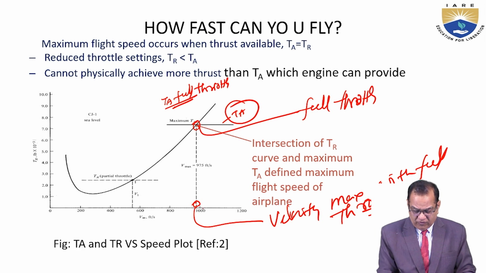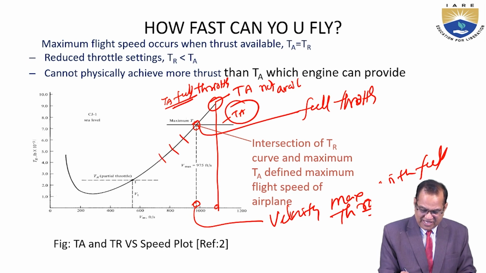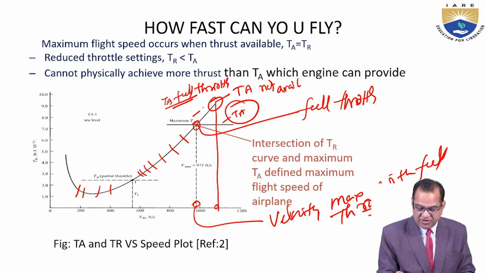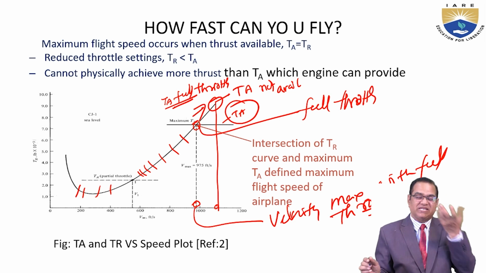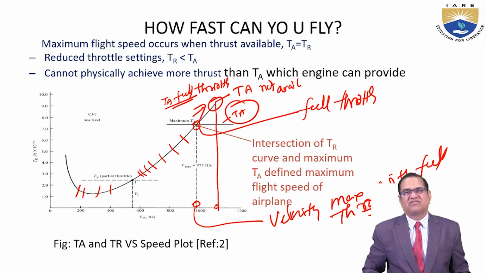You cannot fly faster than this. Here you cannot fly, because TA is not available. Maximum is up to here only. You can fly here, here, but you cannot fly beyond this. So that is the maximum flight speed you can achieve. I think it is very clear.